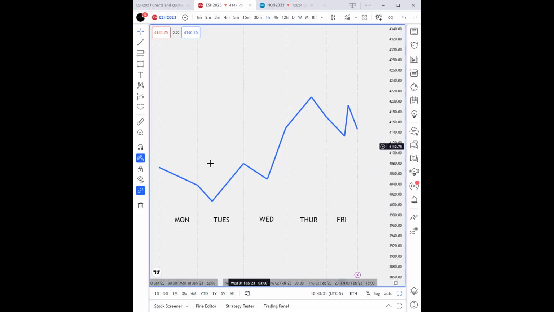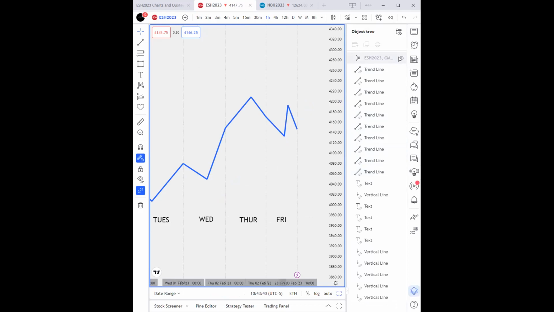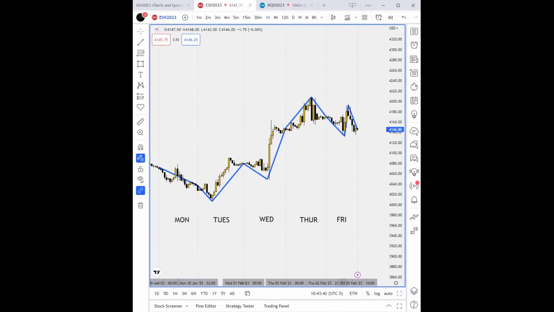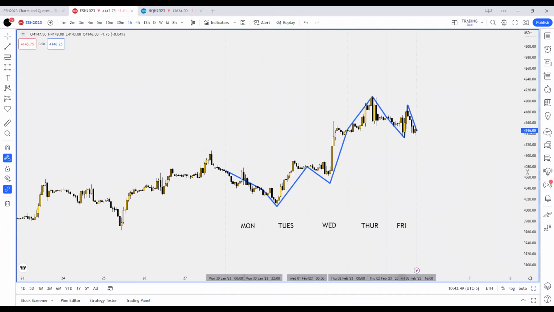So this is kind of what it looked like. I will come really quick. Let me find my object tree. I will put these back on. And Malik, I will get you those templates, by the way. I did not forget about you, brother. I promise. I will get those to you.